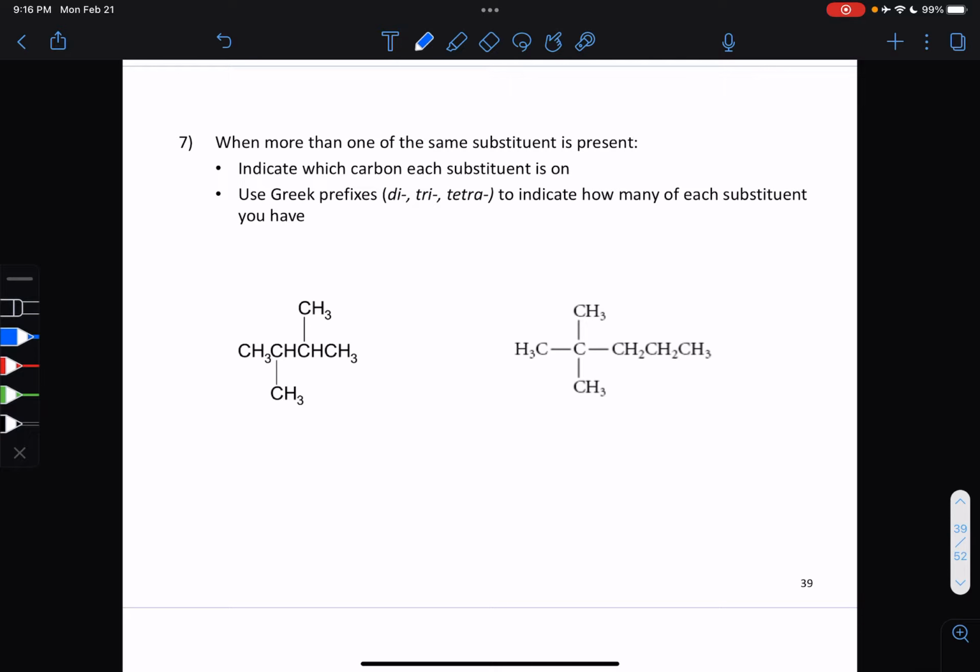Hello, students. We need to talk a little bit more about organic nomenclature. We left off right here on this slide with number 7, and let's just dive right back into it.